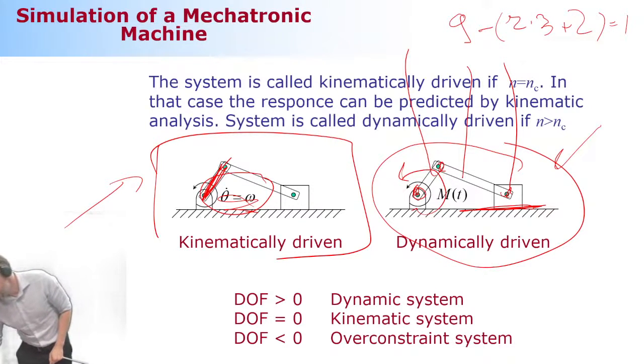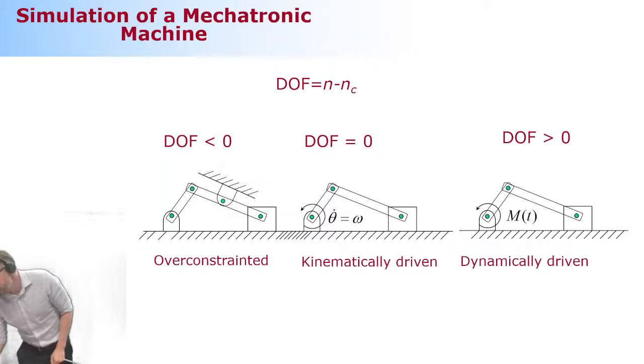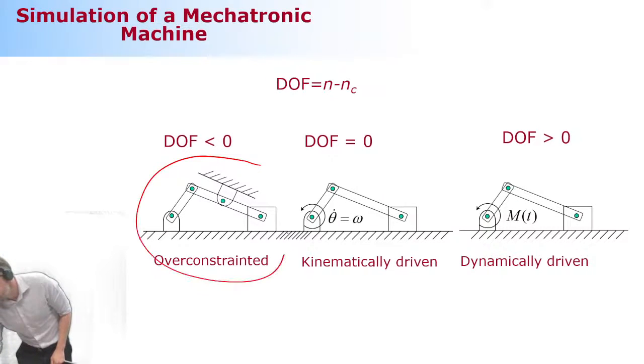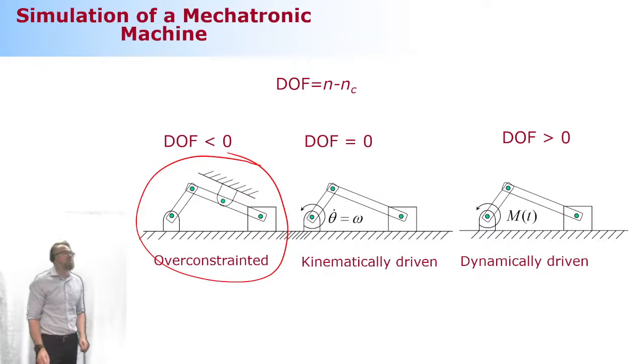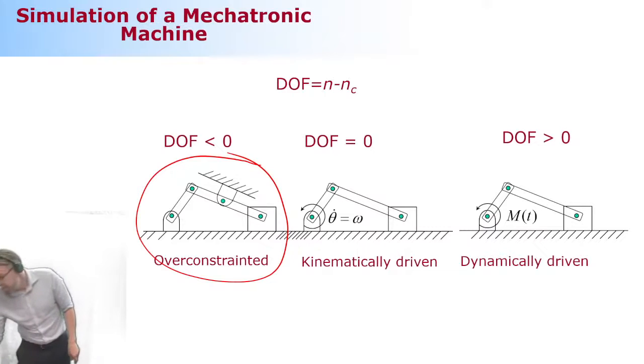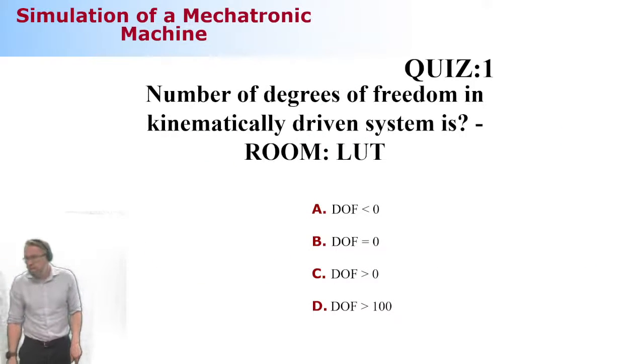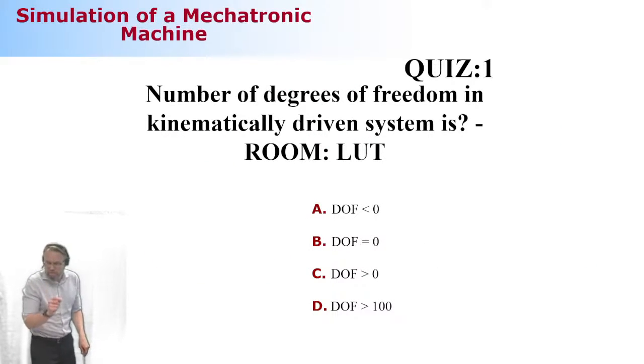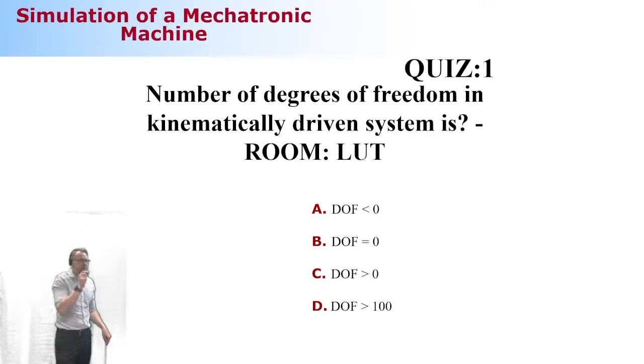Now the other case, of course, is that there are too many constraints. The system is unable to move. It cannot move anymore. You understand that this mechanism is locked. It's physically locked, really locked. Cannot move anywhere at all. Okay. Number of degrees of freedom in a kinematically driven system is.